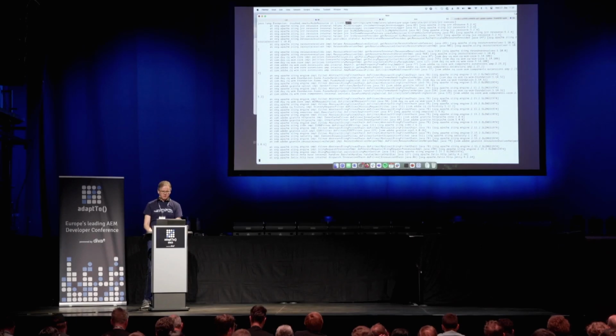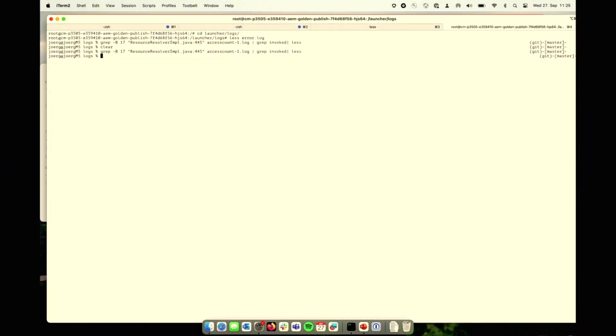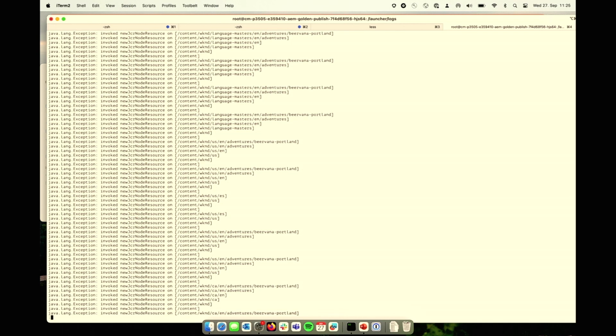And, well, I did something for the Sling resource resolver map code. I try to identify which paths are resolved by, or mapped through, the resource resolver map API. And actually, this is what we will get. And now you see maybe a pattern, and you can ask yourself, why does this thing always access content, content Weekend, content language masters, and so on? Is there any value in that? Is there a way to optimize it? That's the question we should ask.